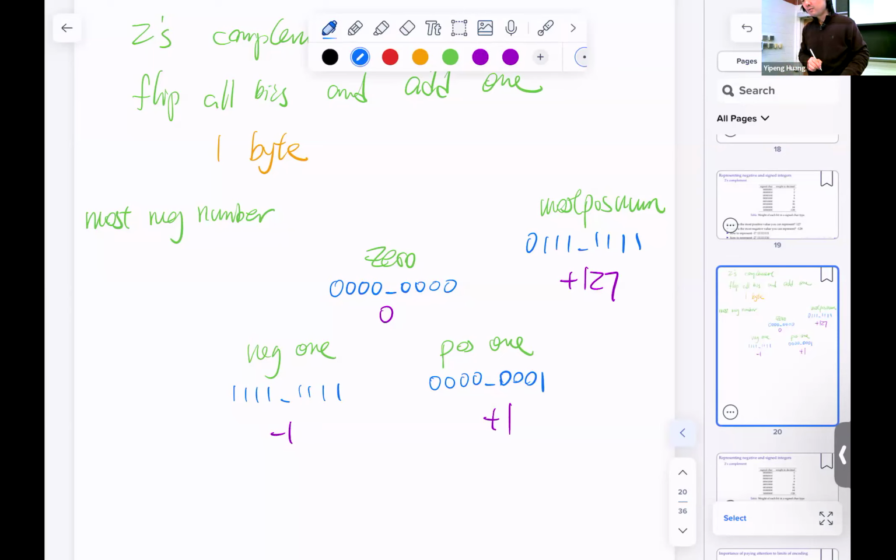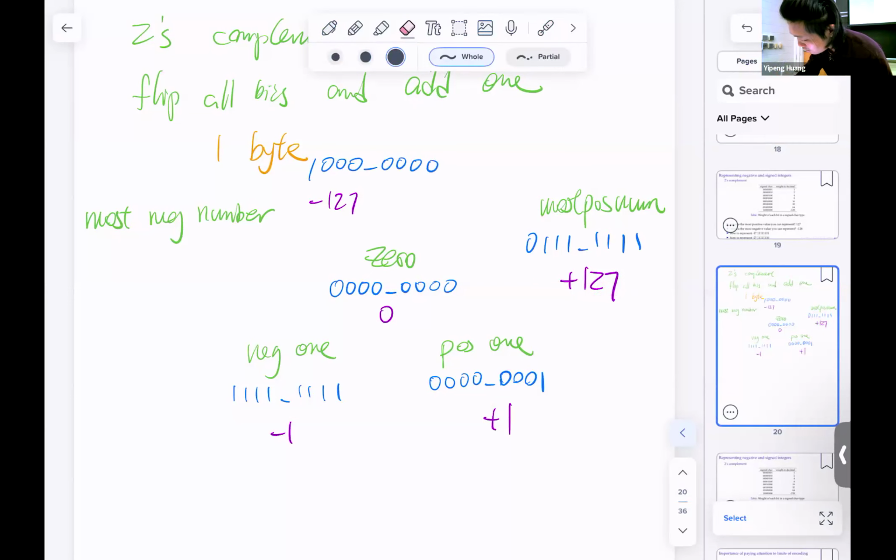How do we get to -127? I want to write down -127. I've got +127 written down here already, very nicely. So I'm going to write down -127. The rule is flip all bits, so I get 1, 0, 0, 0, 0, 0, 0, 0, and add 1. Flip all bits and add 1. So that's -127.